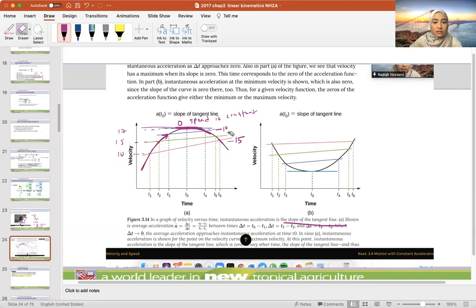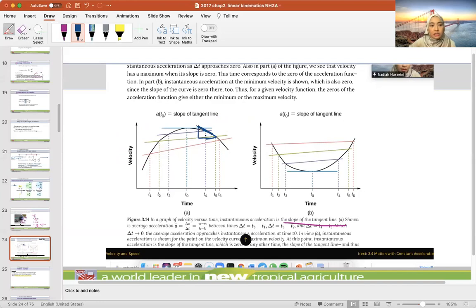Okay, so instantaneous acceleration depends on the gradient of where you are measuring the acceleration. It depends on the time. So let's say I want to know what is the instantaneous acceleration at time t4. So this is the gradient that you need to look for.